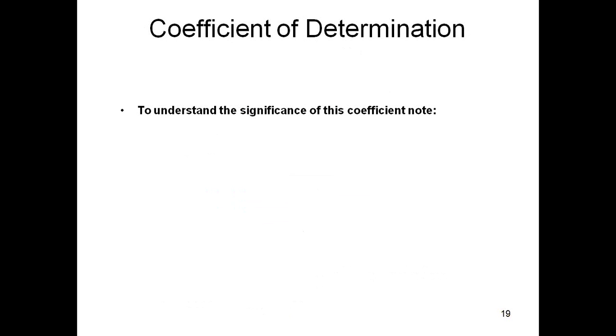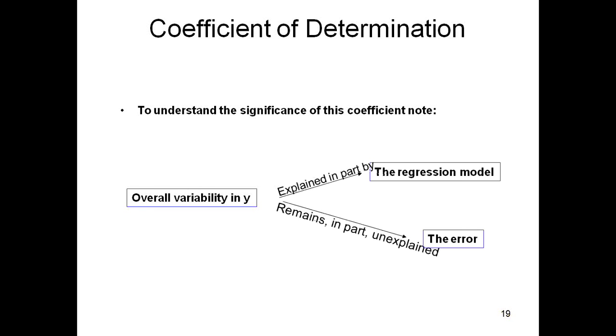So we saw the output of regression analysis. There was a term R square, that is the coefficient of determination. We will discuss one or two slides on the coefficient of determination, how it is important for our discussion of whether the model is well fitted or not. To understand the significance of this coefficient, the overall variability in Y is explained in part through the regression model and through the unexplained part, that is the error. So if we say that Y is equal to X beta plus epsilon, the overall variability in Y is made of two things: one is the regression model and one is the error. So the total sum of squares is the sum of squares due to regression plus the sum of squares due to error.